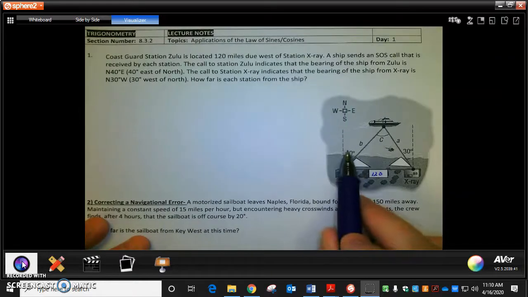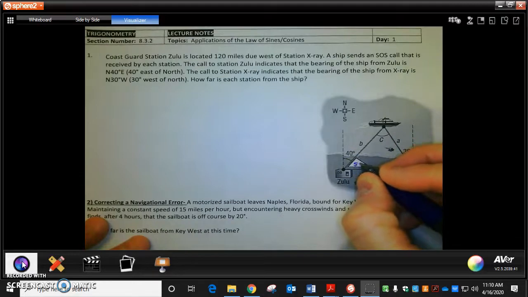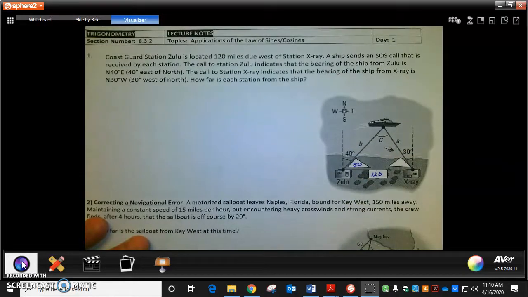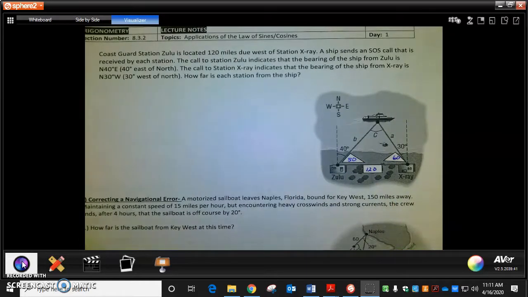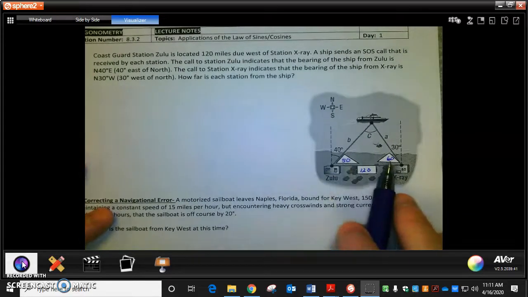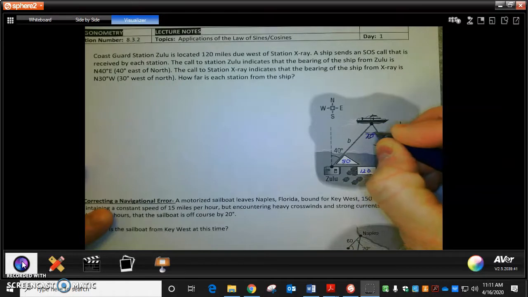All right, so here's what we've got. Notice it looks like we don't have enough information, but this is north and this is east. This is a 90-degree angle. So if we know that this angle is 40, that means this angle is 50, because they have to add up to 90. If this angle over here is 30, then this angle right here would be 60. And remember, whenever you have two angles in a triangle, you automatically have the third angle as well. So I've got 50 and 60, that's 110. These all need to add up to 180, so this is a 70-degree angle.